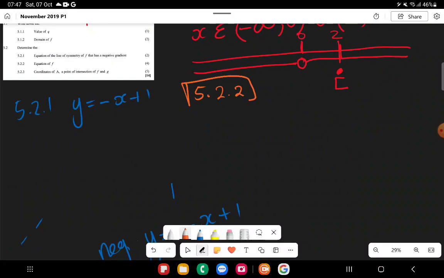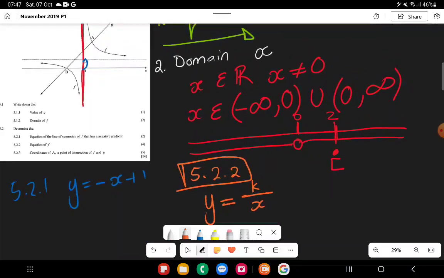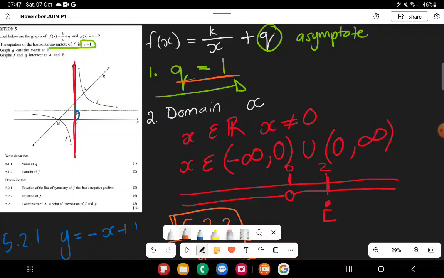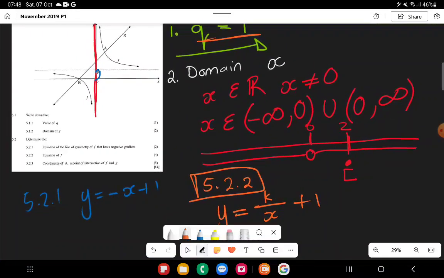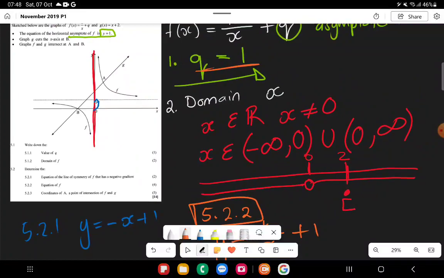Okay, so we're going to say 5.2.2. What are we given? We are given that f of x is equal to k over x, and that q we have calculated as being plus 1. Now we need to choose a point to substitute into that. The one thing that we know is point B. We know the equation for the g of x, and we know point B.